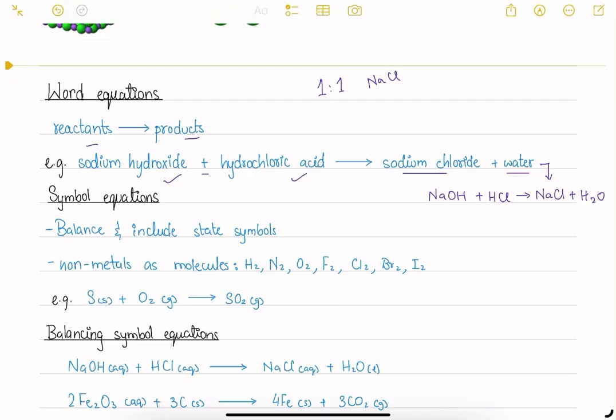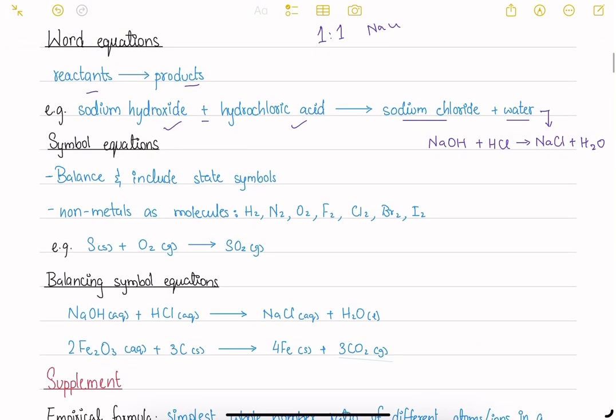Now, when we write a simple equation, we should ensure that the reactants are on the left side and the products are on the right side, as it is in a word equation as well. Then we write some nonmetals as H2, O2, N2, F2, Cl2, Br2, I2, because these are diatomic molecules. So if a substance is reacting with hydrogen, we will not just write H, but we have to write H2.